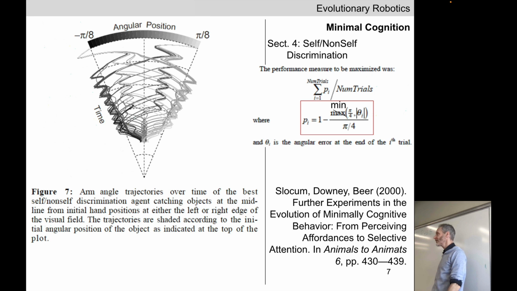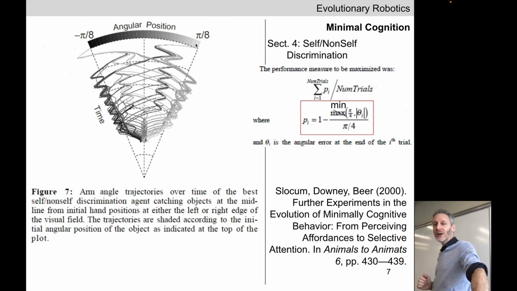All right, let's talk about the color or the grayscale of the trajectories. The color of the trajectory represents the initial position of the object. Where was it at the top of the screen when the simulation started?